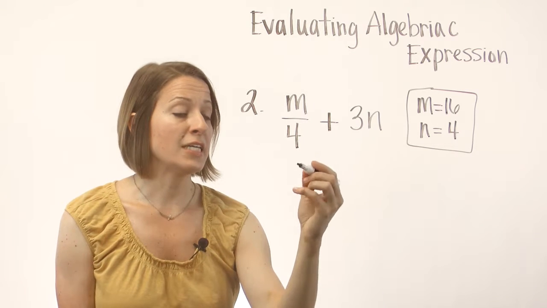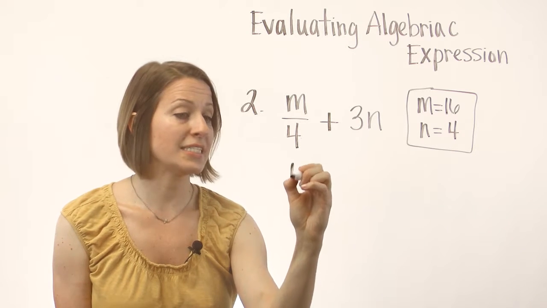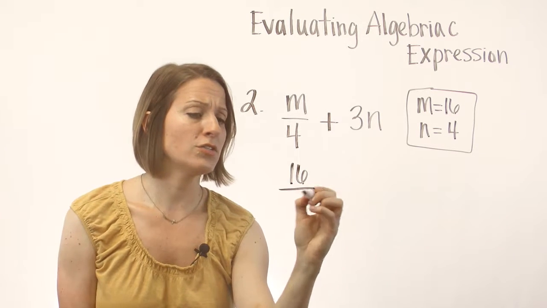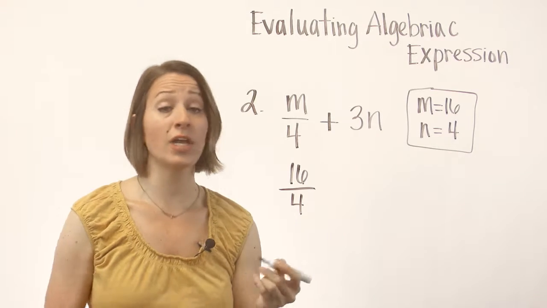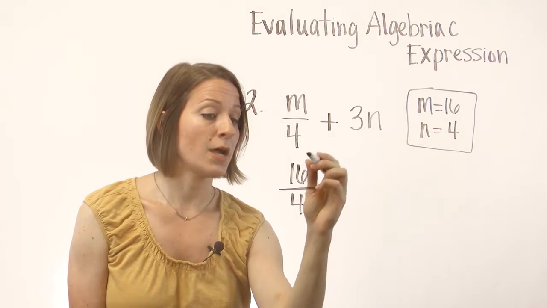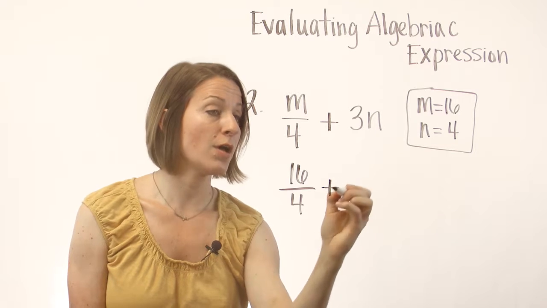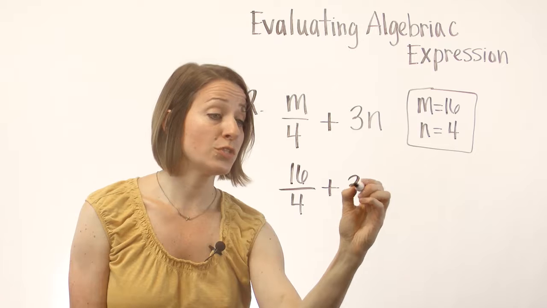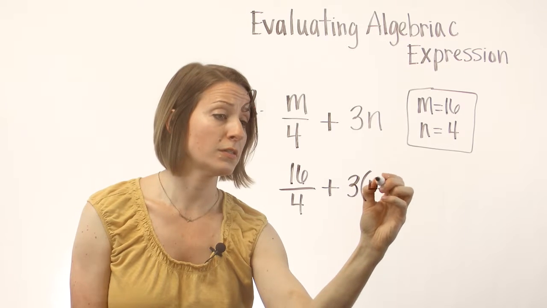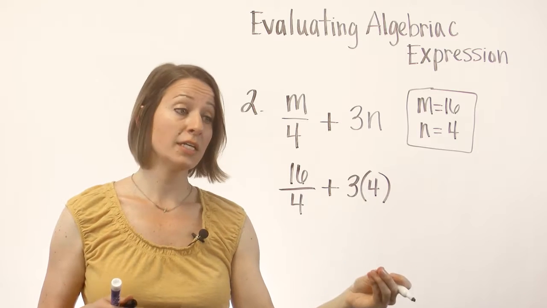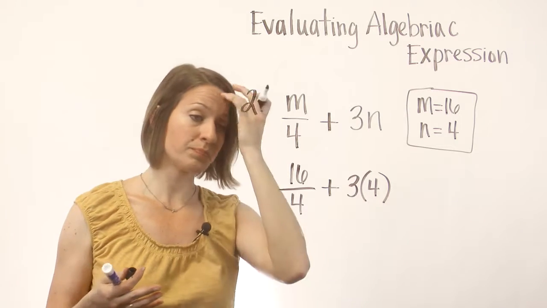So where you see m, I want you to put 16. Since m is alone right here, you don't have to put the parentheses. You certainly can if you want to, but they're not needed. 16 over 4 plus 3n, n is 4. I do want you to put parentheses here because we want it to represent 3 times 4 instead of 34.